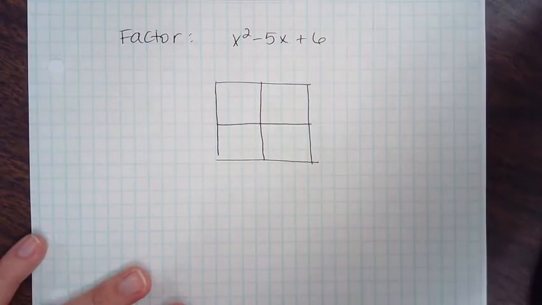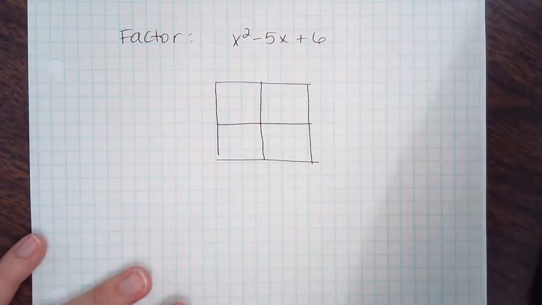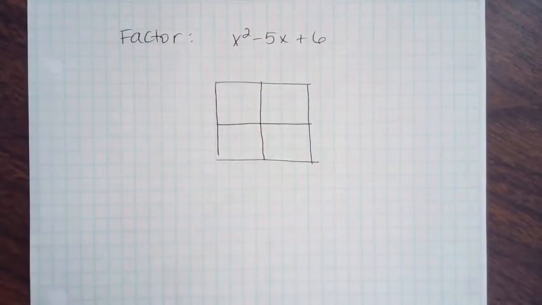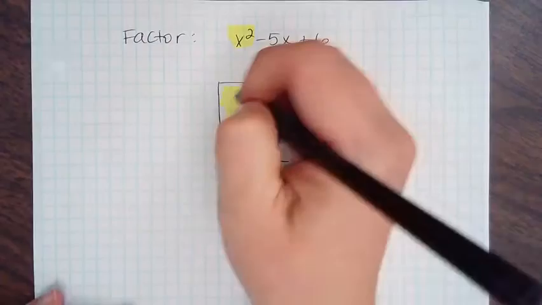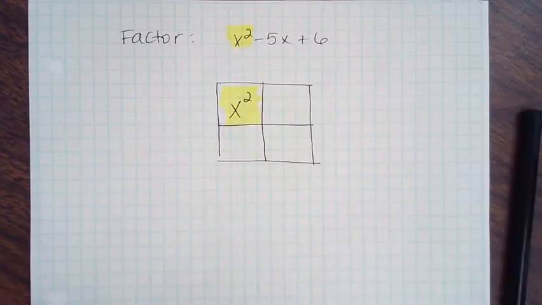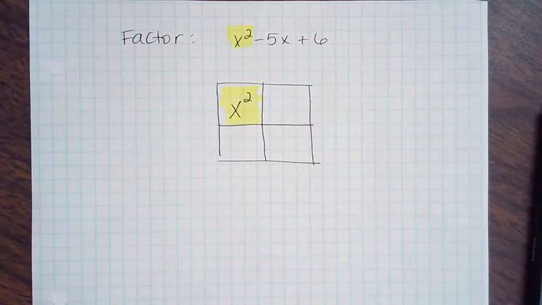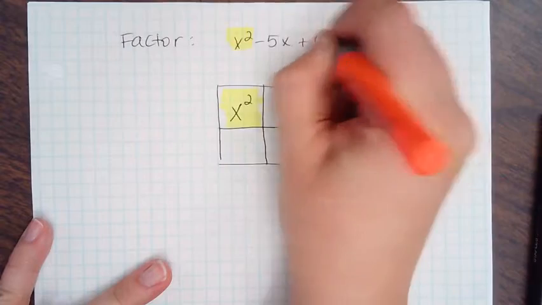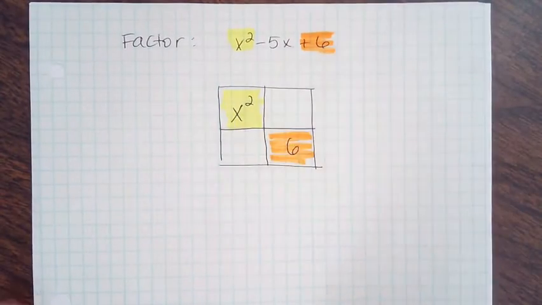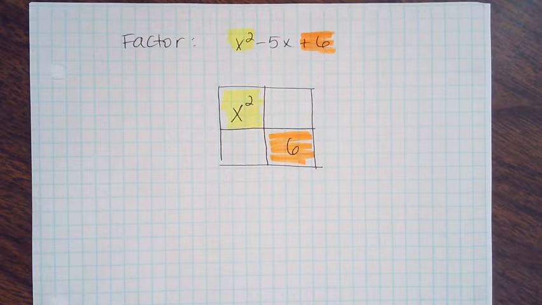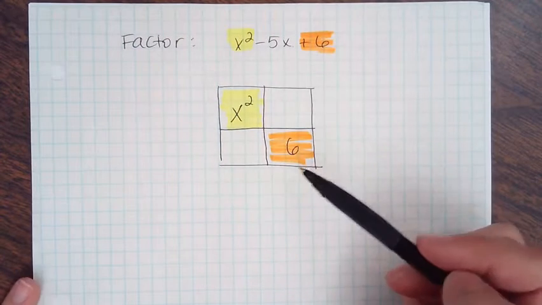So a few things we knew about this was that this first x squared term goes in this box. So whatever's first goes in this box. And then we knew that whatever is at the end here goes in this box. And so that's 6. So then we have to figure out what goes in these boxes given the information that we have.